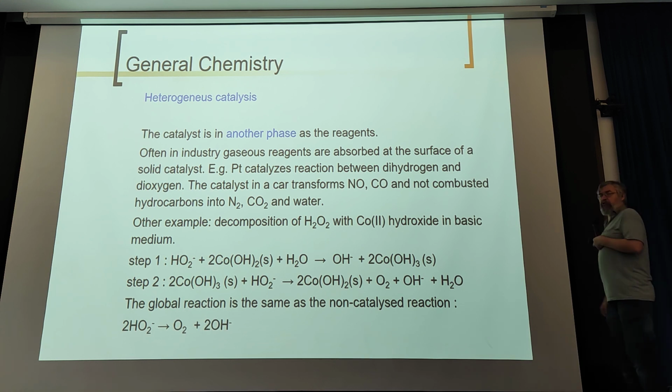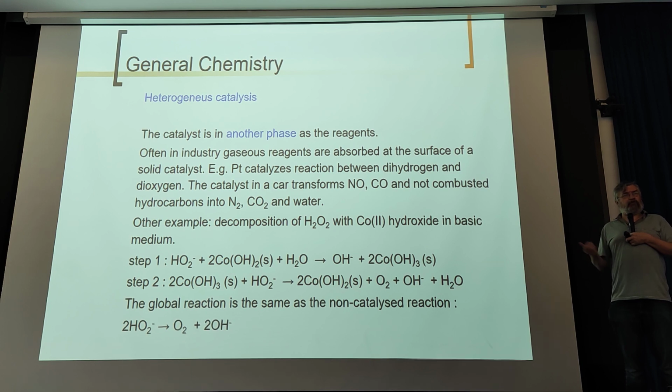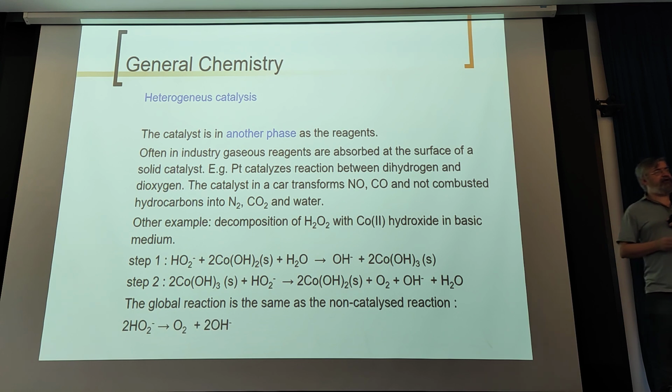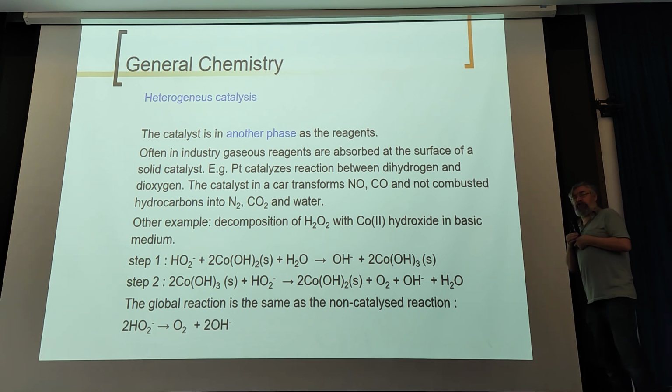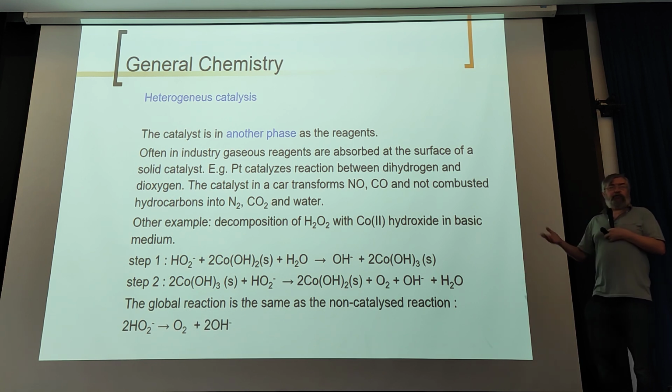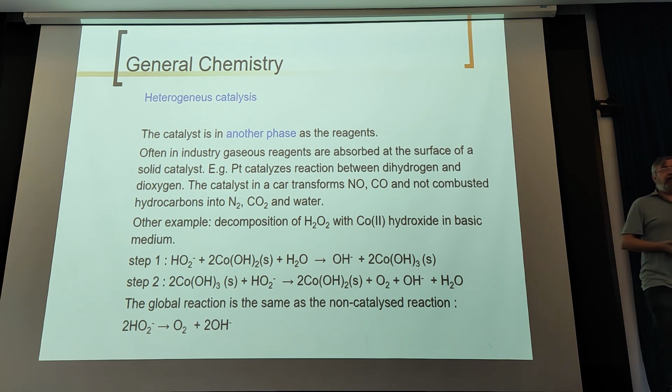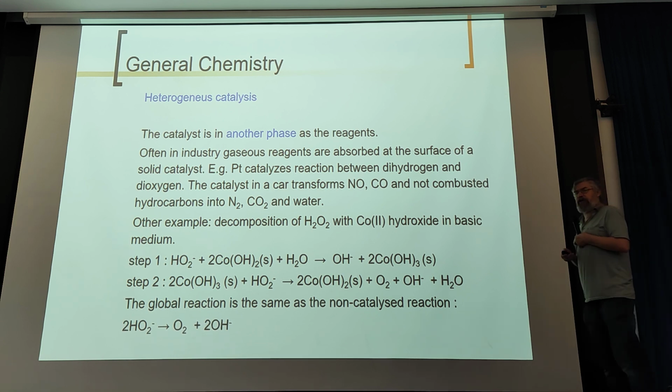So the result is in fact just that we speed up our reaction, because the formation of this cobalt 3 is a process that goes with a low activation energy. The global reaction is actually the same because in the end we didn't do anything with our cobalt. It went from cobalt 2 to 3 and then from 3 back to 2. So overall it's just hydroperoxide going to oxygen and hydroxide.